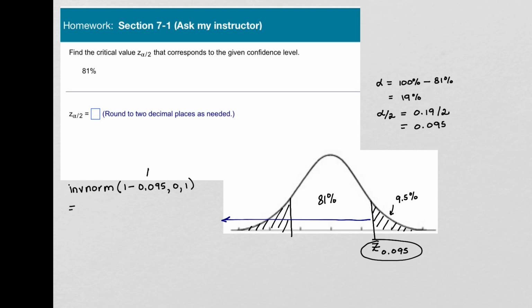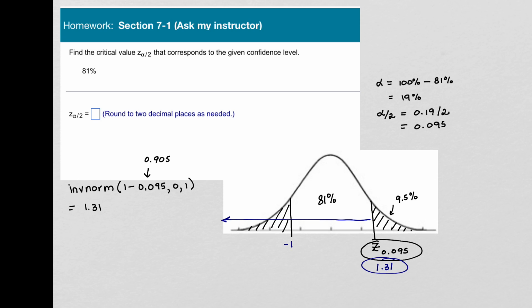So you can calculate that if you would like to, and you're going to get 0.905 for that. But we're mainly concerned with what is that critical value there. So once I calculate that, I get 1.31. And so that is my answer, because it said to round to 2 decimal places. So that's the value there.